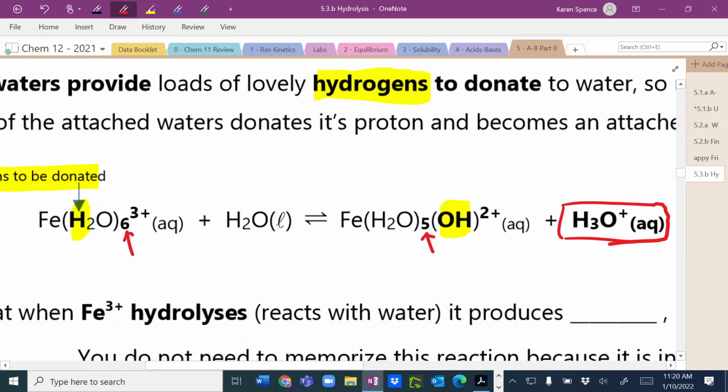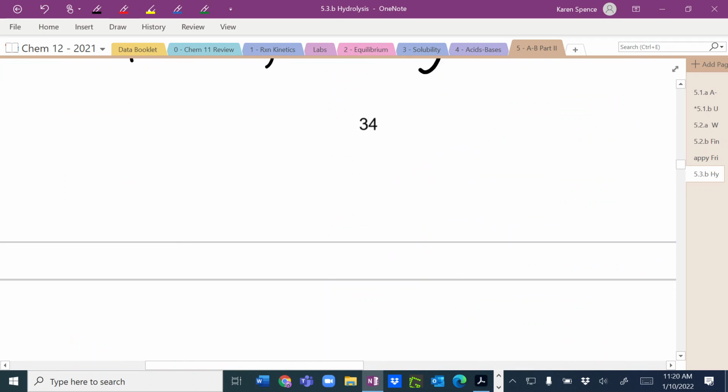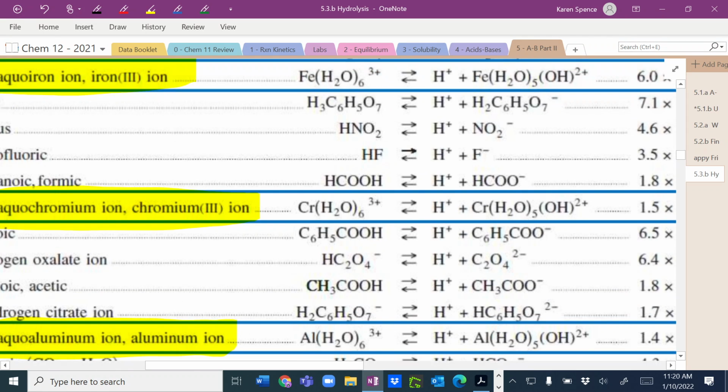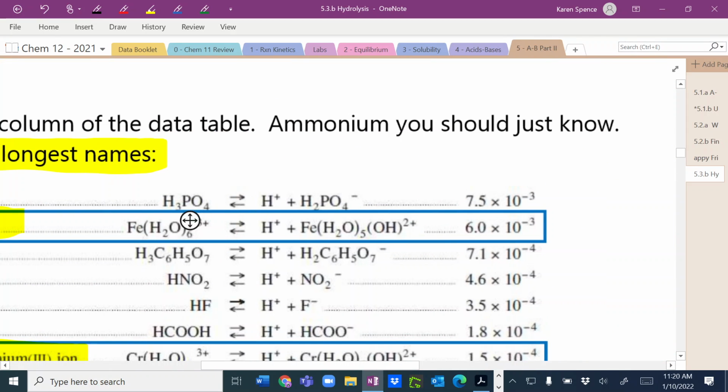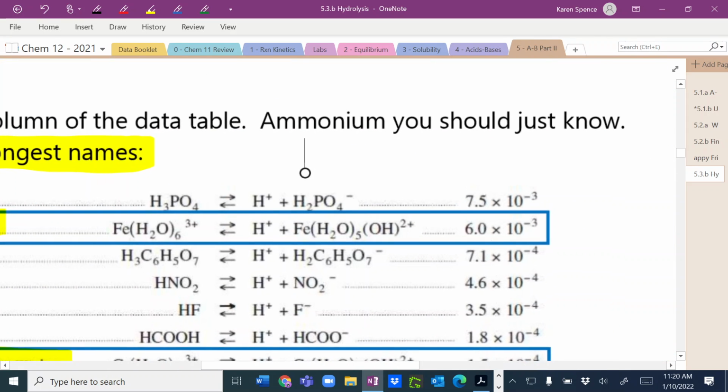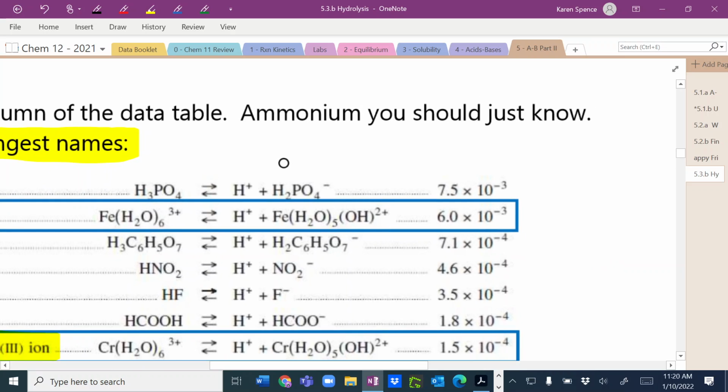Now, once again, do you need to memorize this? No, because if we go back here, or if you look on your data booklet, guess what? That equation is given to you. So as long as you remember that here we have iron and the entire equation is given there, then you can write the hydrolysis equation. Okay, you just need to add the water into that. Okay, so you can just look them up on the table.